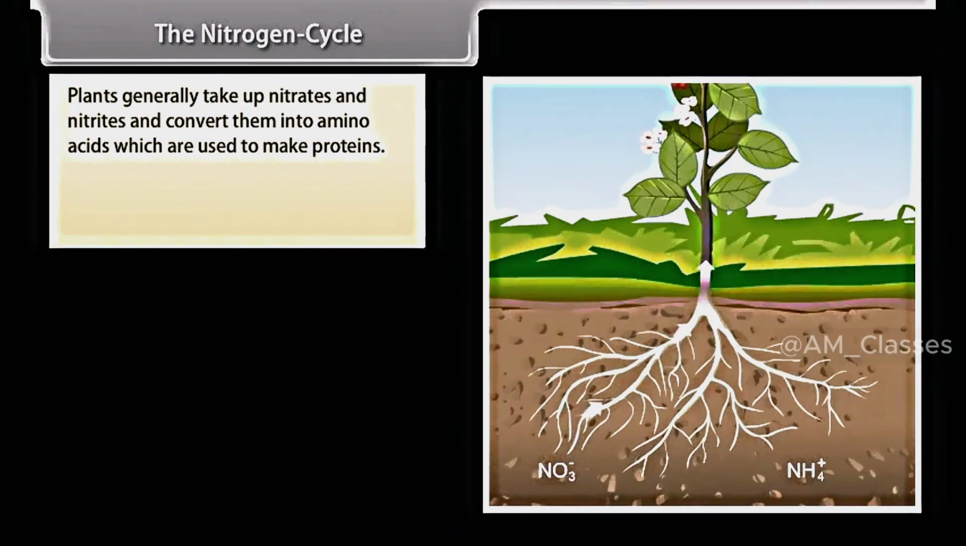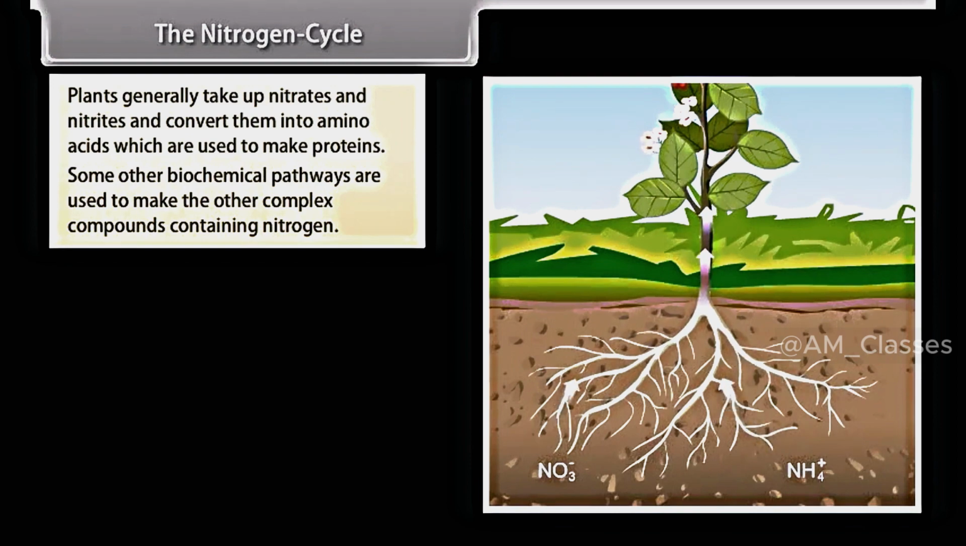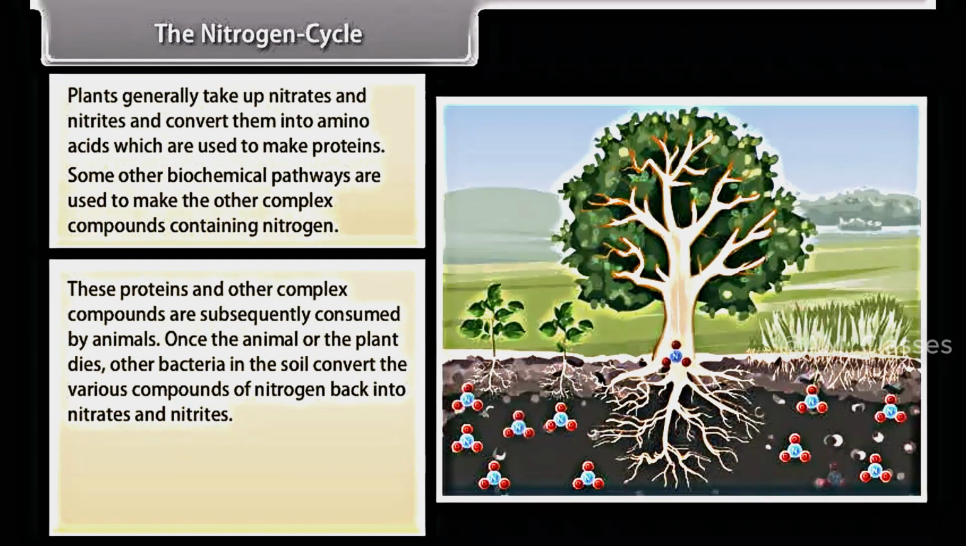Plants generally take up nitrates and nitrites and convert them into amino acids which are used to make proteins. Some other biochemical pathways are used to make the other complex compounds containing nitrogen. These proteins and other complex compounds are subsequently consumed by animals.